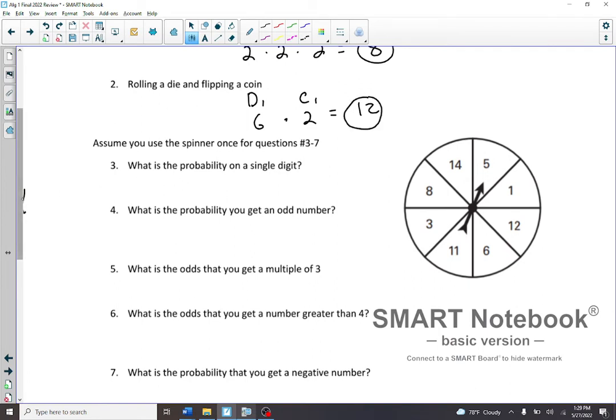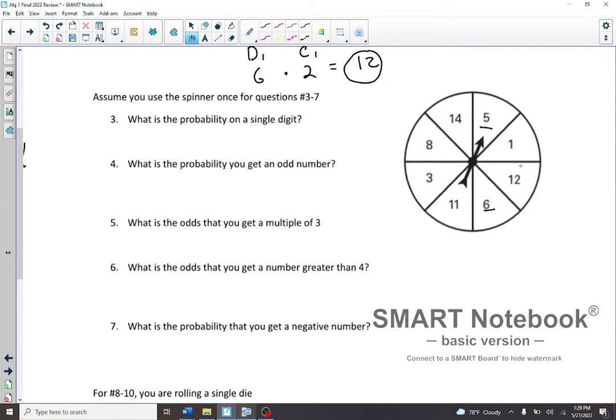What's the probability of getting a single digit? So there are 1, 2, 3, 4, 5 single digits. So there are 5 total winning outcomes over the total amount, which is 8. So 5 over 8, can't simplify that, so I'll leave it. What's the probability to get an odd number? So 3, 11, not 6, not 12, 1, 5, not 14, not 8. So there are only 4 numbers out of 8 in total. In your multiple choice, it will look like 1 over 2 because it's going to be simplified. So 1 over 2.